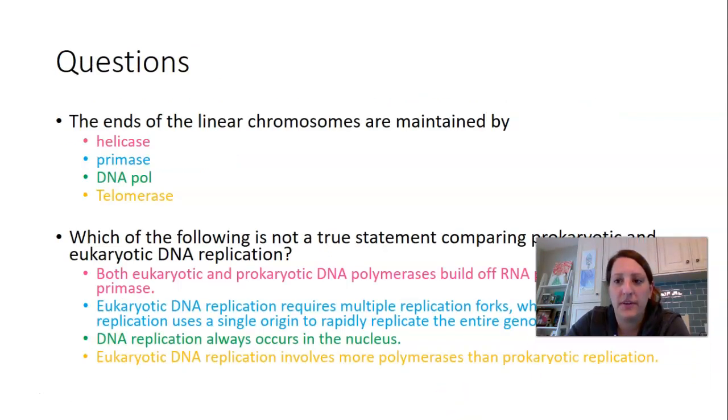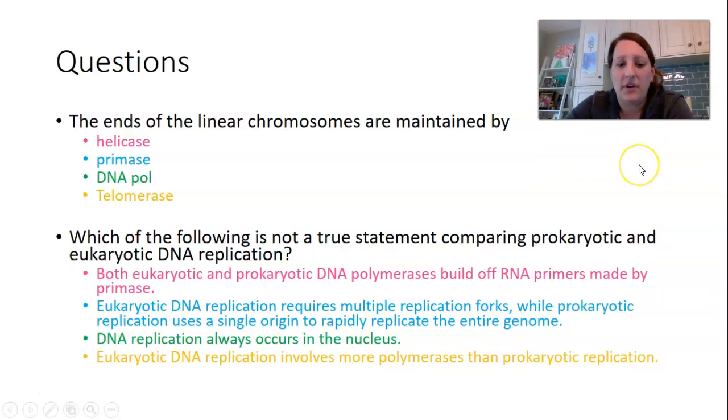Okay, so you've hopefully finished the last Are You With Me? You're going to want to go ahead and upload that to Blackboard. But before you do that, let's answer these couple questions together. So the first one, the ends of the linear chromosome are maintained by, is that enzyme called helicase, primase, DNA polymerase, or telomerase? And so that enzyme is called telomerase. And that's the enzyme that's going to lengthen the ends of our linear chromosomes, making sure that the important genetic information doesn't get deleted over time. Remember, the ends of chromosomes shorten over time without that enzyme, without telomeres.